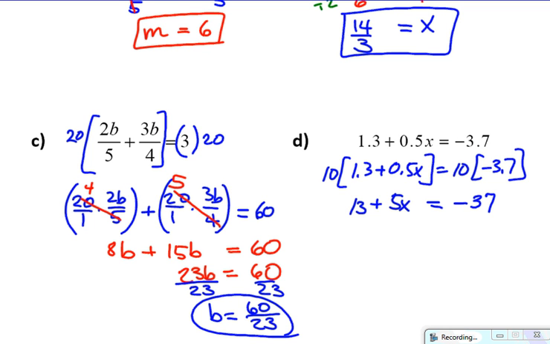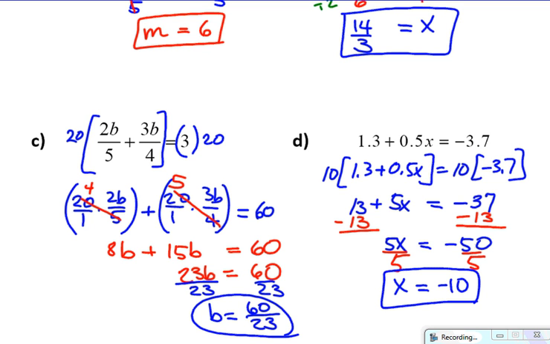To finish up, I want to undo to isolate the x. So I'm going to subtract 13 from both sides. That will leave me with 5x is equal to negative 50. Then divide both sides by 5. And I will then have x is equal to negative 10.